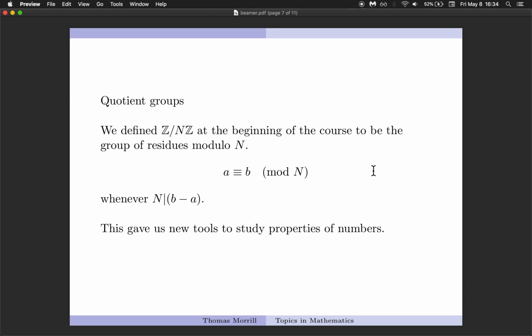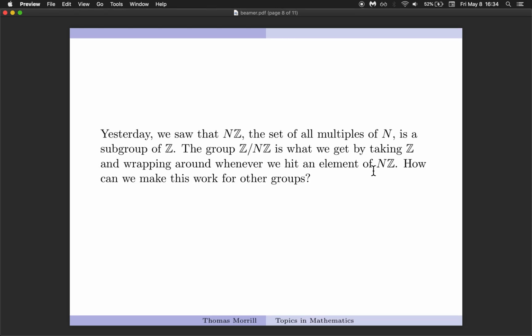So if we want to try a similar thing with other groups, what do we need, right? So yesterday, I introduced subgroups. I said that the set nZ will be the set which is all the multiples of n, and that is in fact a subgroup of Z. So my hint from yesterday is if we know that this is a subgroup now, and this notation, Z mod nZ, is the notation that we've been using for residues mod n, what does this have to do with groups in general and subgroups in general? So how do we get this to work for other groups?